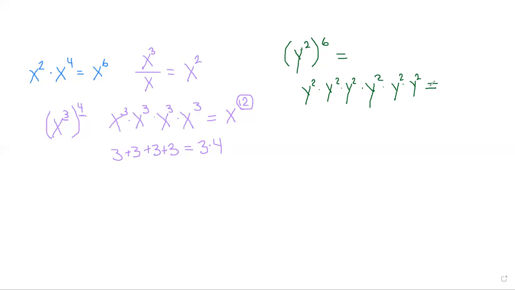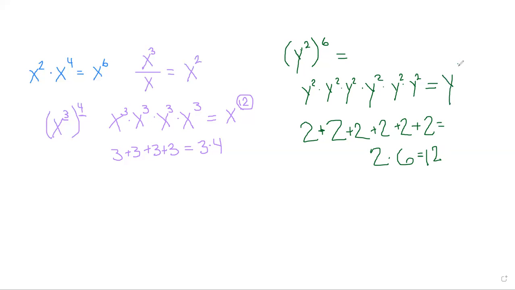Well, I know that when I'm multiplying numbers in exponential form, I add their exponents. So here we have 2 plus 2 plus 2 plus 2 plus 2 plus 2. Well, that's the same thing as 2 times 6, right? Because I have 1, 2, 3, 4, 5, 6, which is 12. So I'm going to have y to the 12th power.